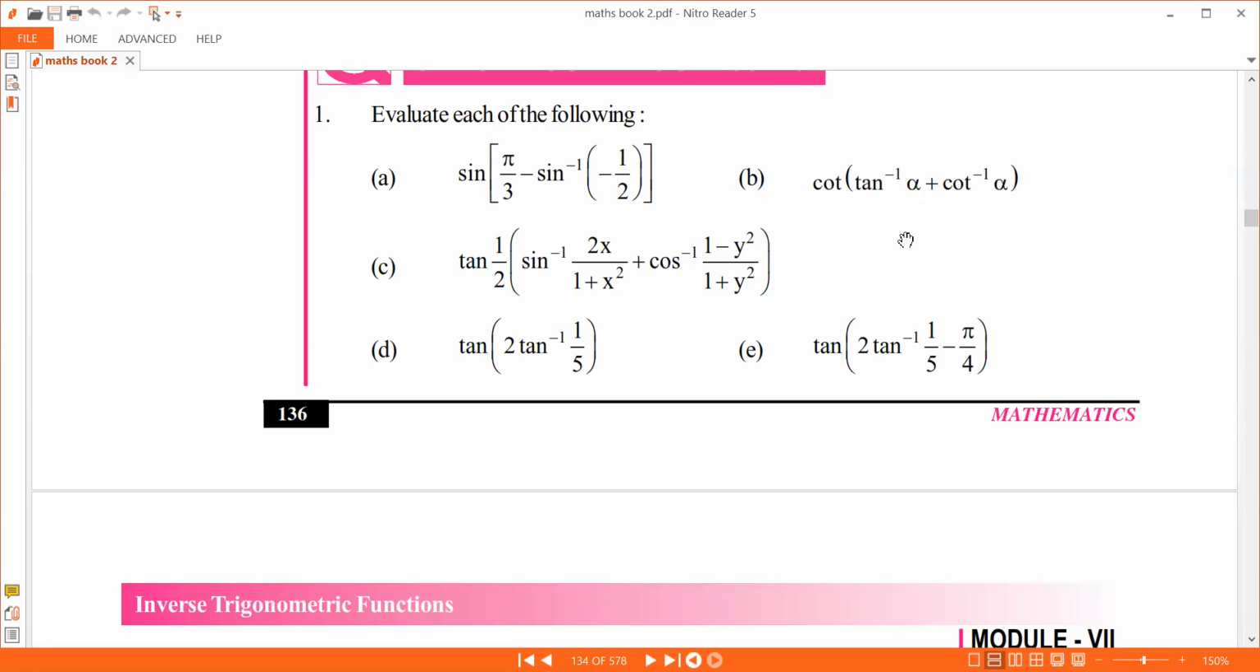So let's move on to the next one. Next one is cot of tan inverse alpha plus cot inverse alpha. This is very easy. One thing you have to know.